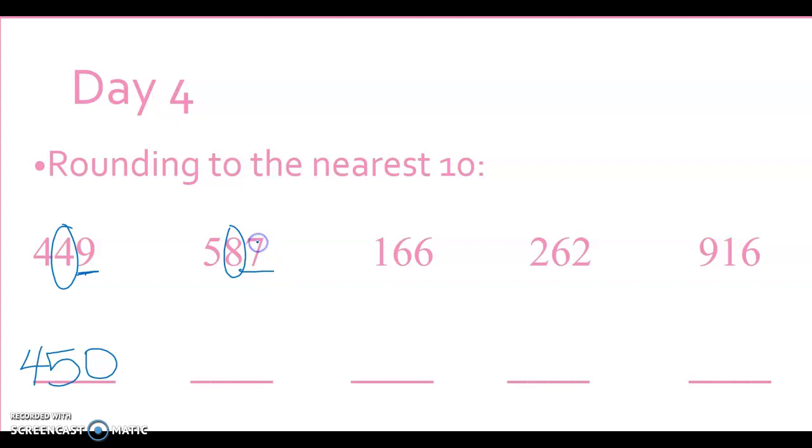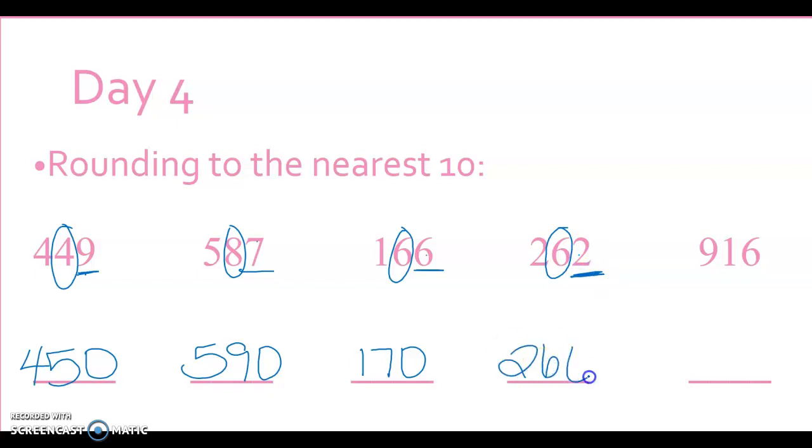7 is 5 or more, so I'm going to round up. That one is going to be 590. Over here for my 166, I have 6 in the tens place, 6 also in the ones place, and 6 is 5 or more, so we round up to 170. Then for 662, 6 in the tens place, 2 in the ones, and 2 is 4 or less, so we go round down to 660. And then last one, I have 916, 1 in the tens place, 6 in the ones, and 6 is 5 or more, so we're going to round up to 920.